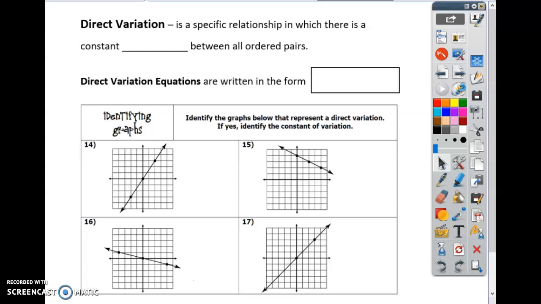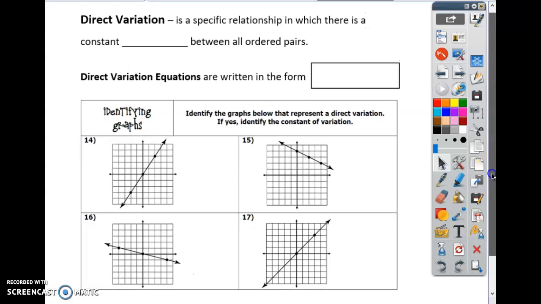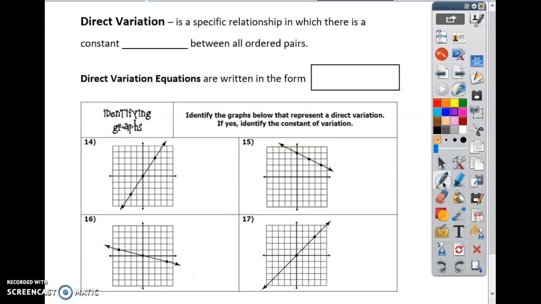Today we're talking about direct variation. Direct variation are lines just like the ones that you see. Not all of these are direct variation, so we're going to talk about that. But direct variation is a specific relationship in which there is a constant of variation between all ordered pairs. Direct variation equations are written in the form of y equals kx.